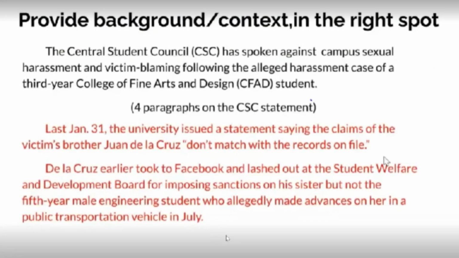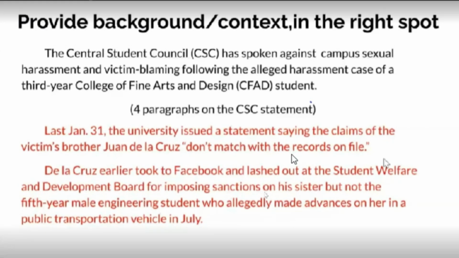Right. Next, provide background or context in the right spot. Let us look at this example. I guess you will agree with me na this lead can still be improved. Makikita nyo, there are 4 paragraphs on the CSC statement. And then after that, a background is provided about the issue is written. Example, the Central Student Council has spoken against campus sexual harassment and victim blaming following the alleged harassment case of a third-year College of Fine Arts and Design student. 4 paragraphs, and then a background information was provided by the writer.